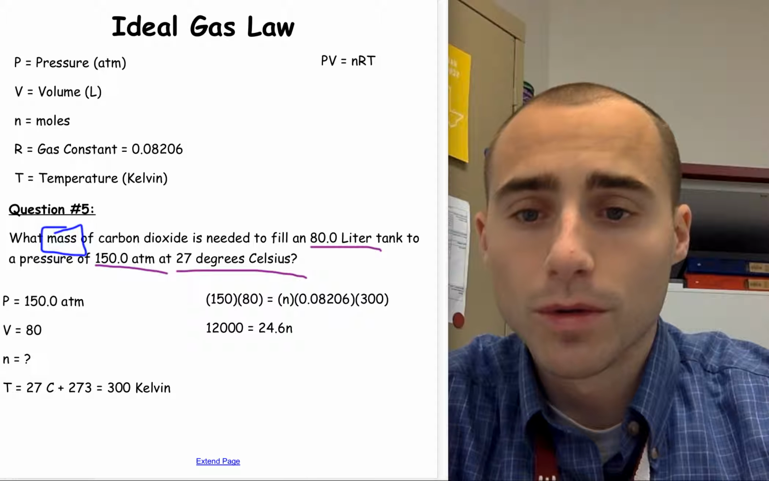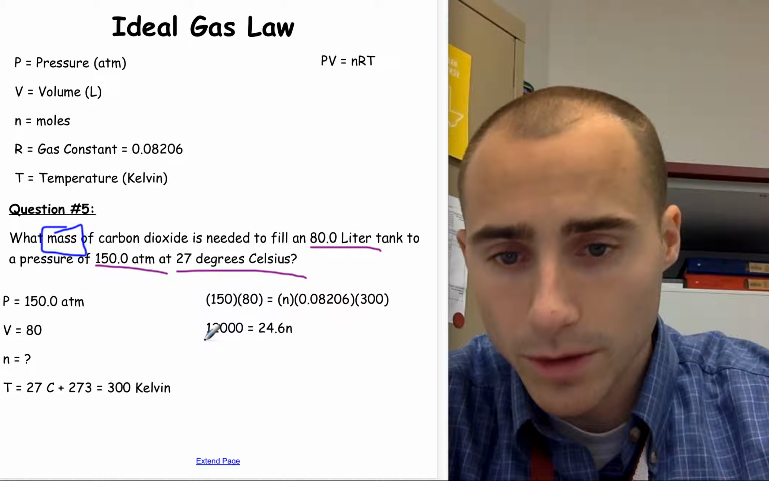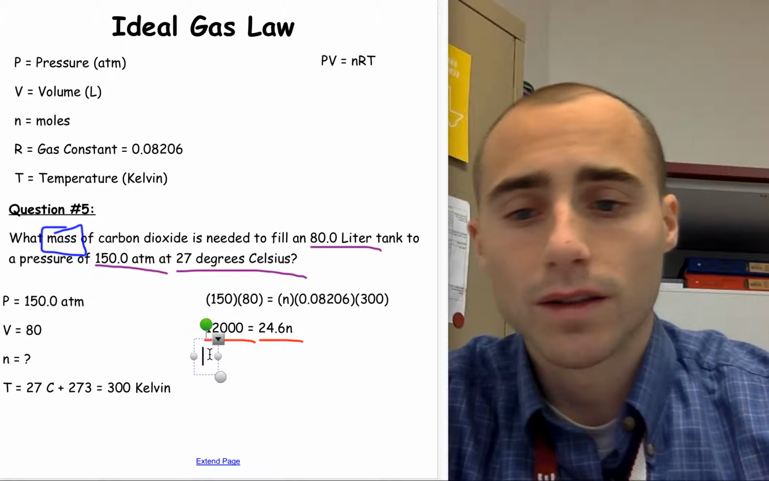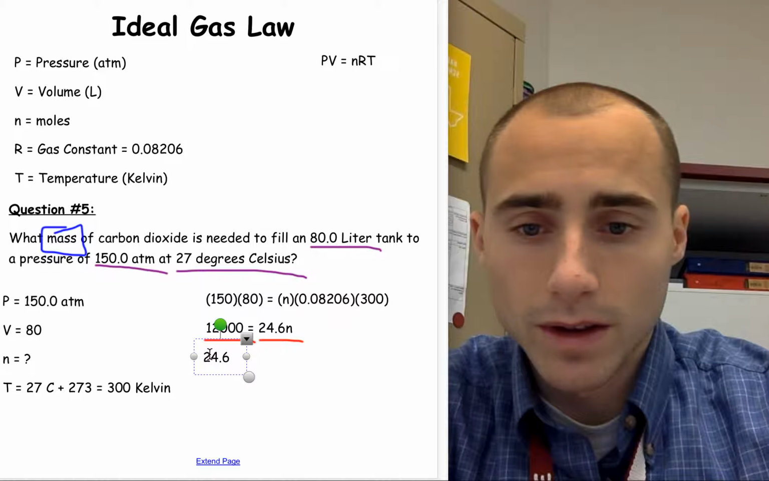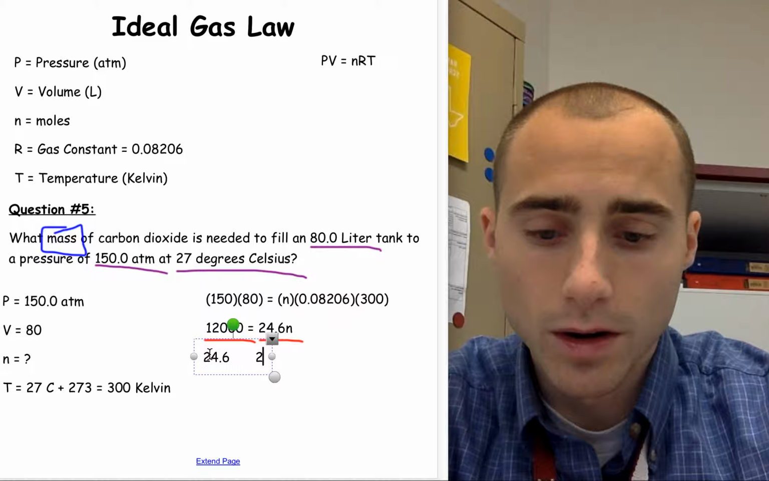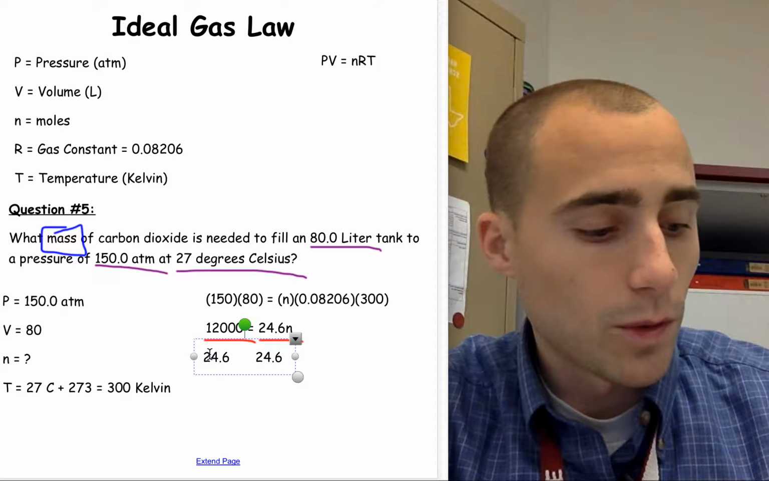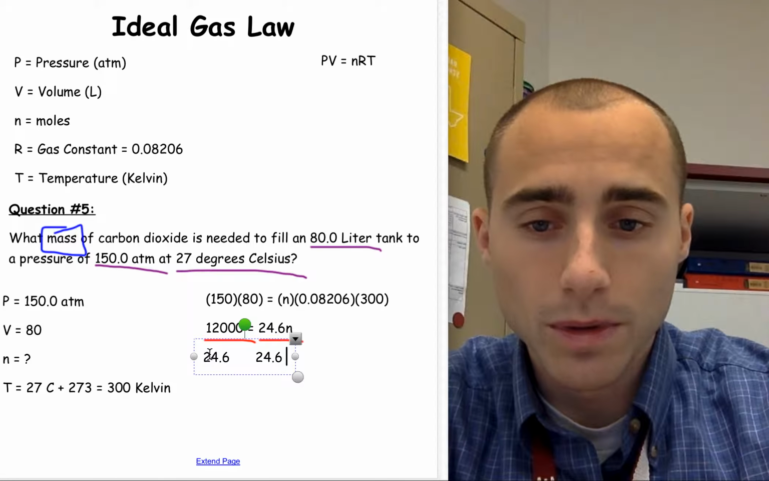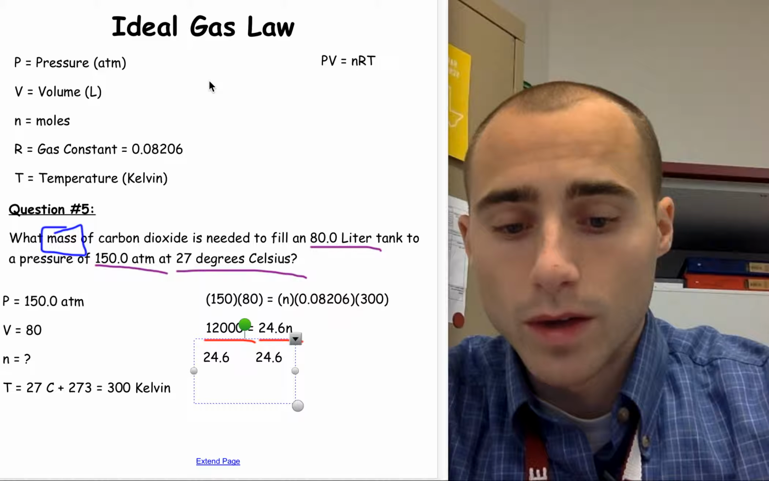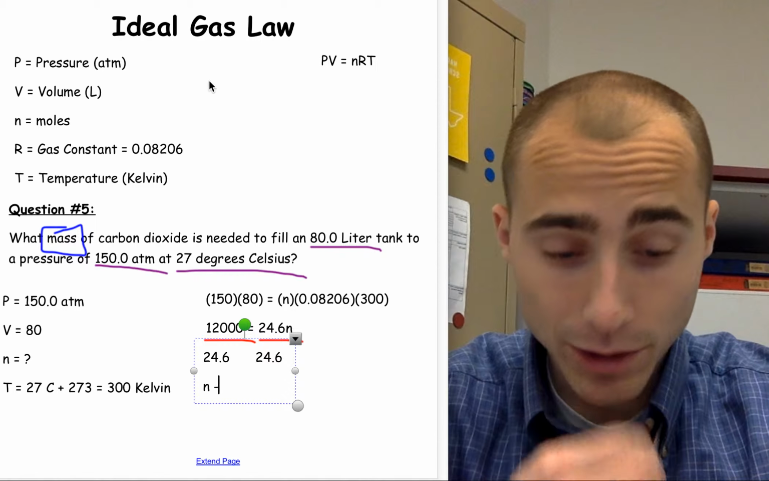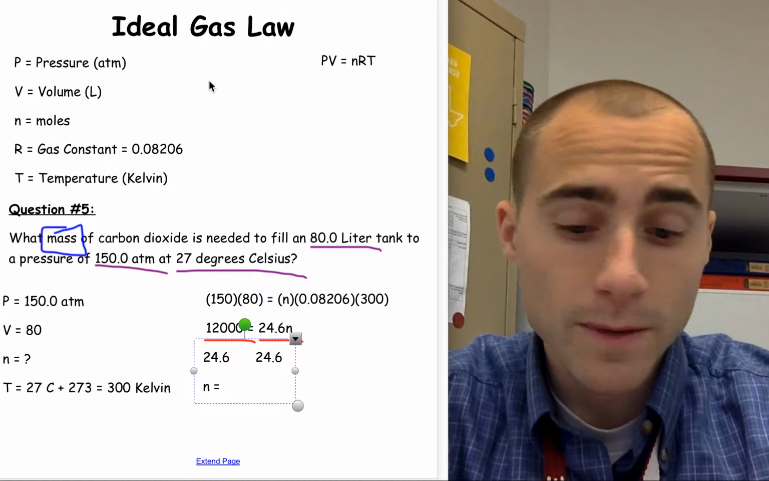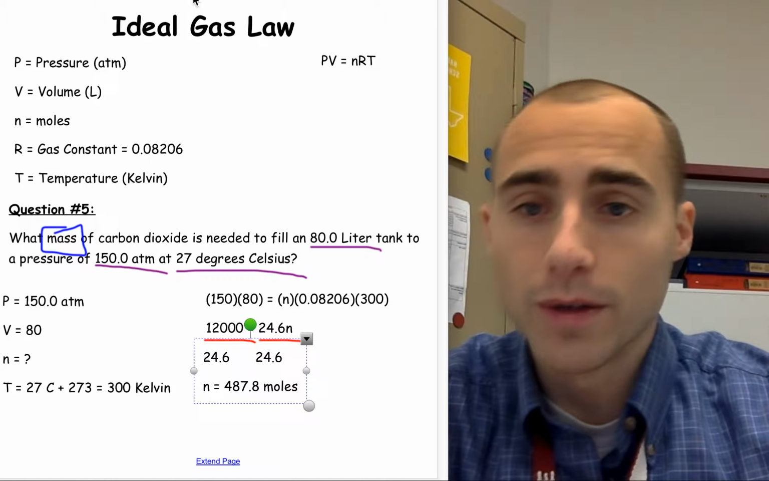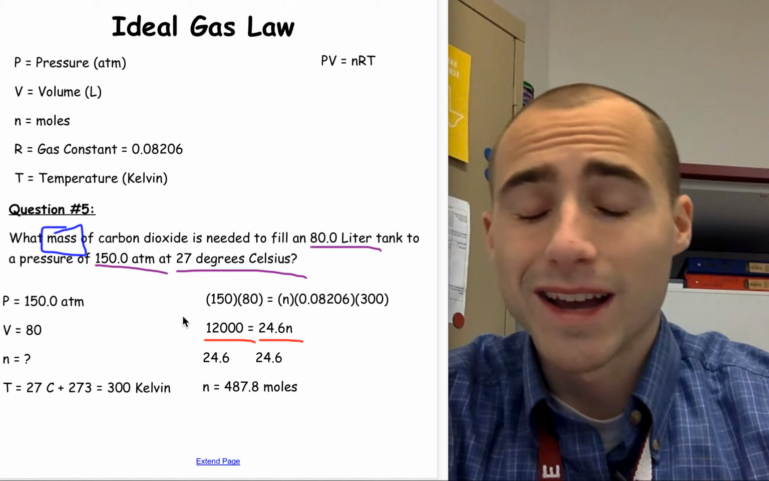Now we need to divide. We've got to find our variable and divide both sides by that number. So our variable is on the right, so we've got to divide both sides by 24.6. So 12,000 divided by 24.6. Our initial answer, you'll see there's a little change we have to make, n equals 487.8 moles. So we solved for n, right? So that's our answer, right? This is actually kind of a trick question.